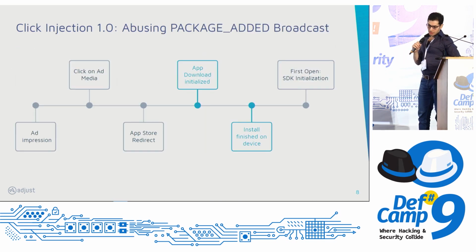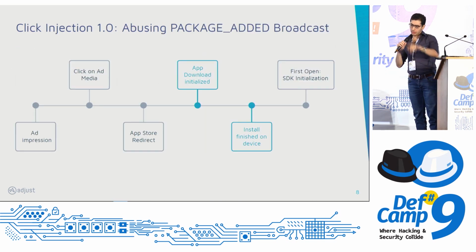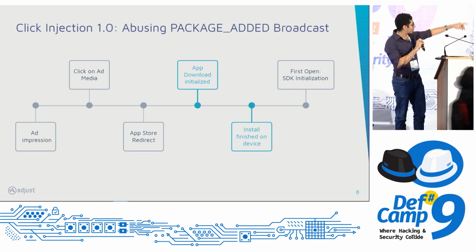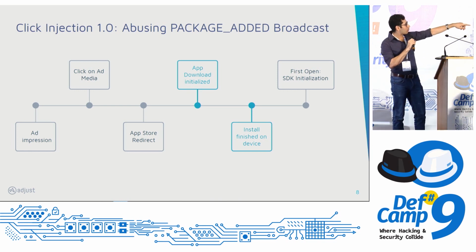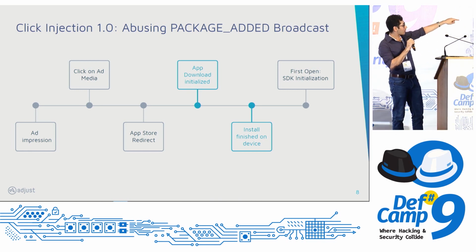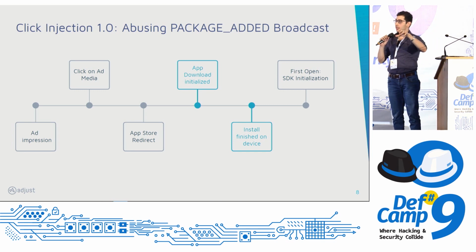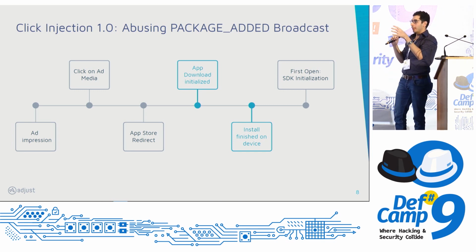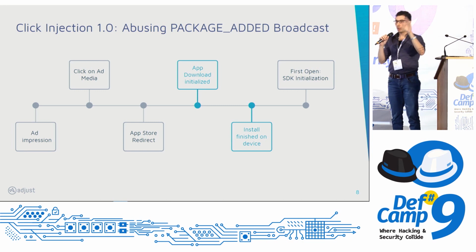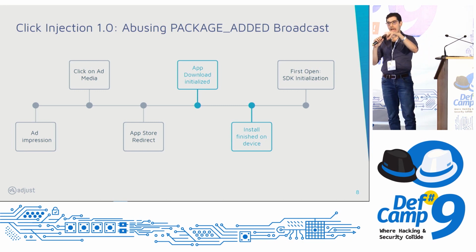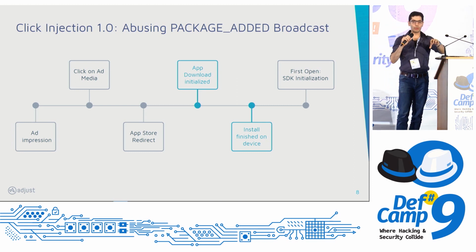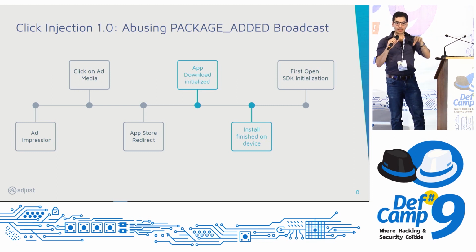You see, right on the blue box in the bottom right corner, when the install has finished, there is a small time gap between the install finishing and the user actually pressing on the app and opening it. In that time, if an app has been sniffing that broadcast, they can know before the app has opened that an app has installed, and they can start firing off clicks.